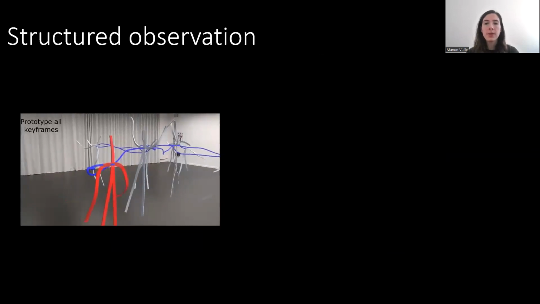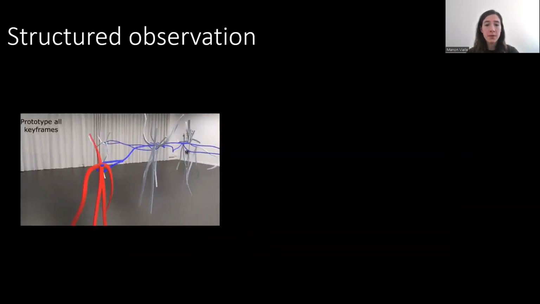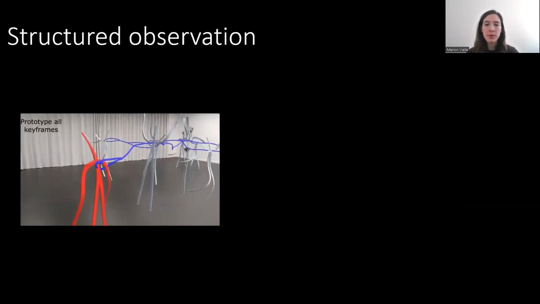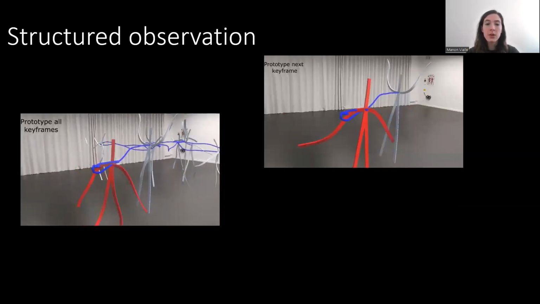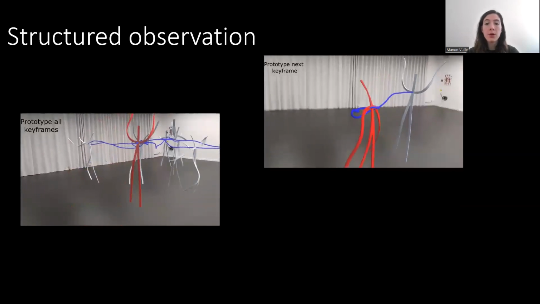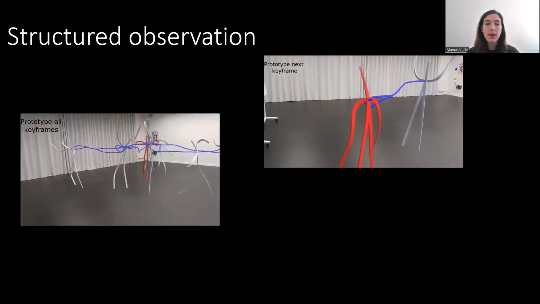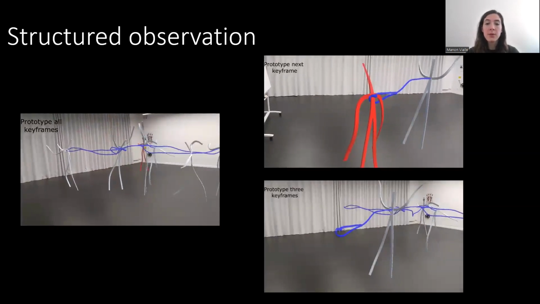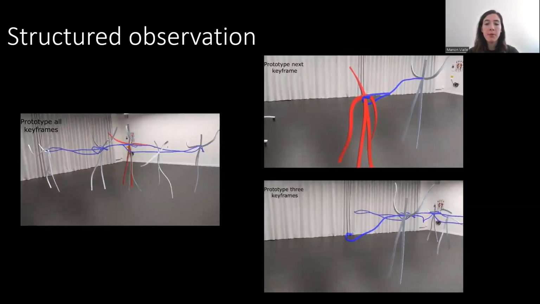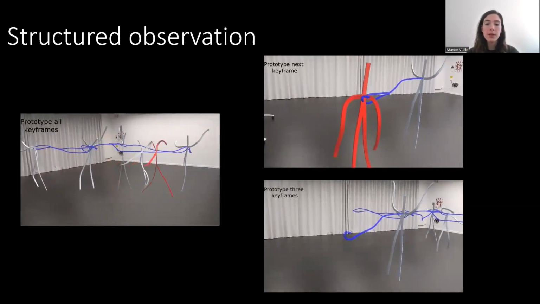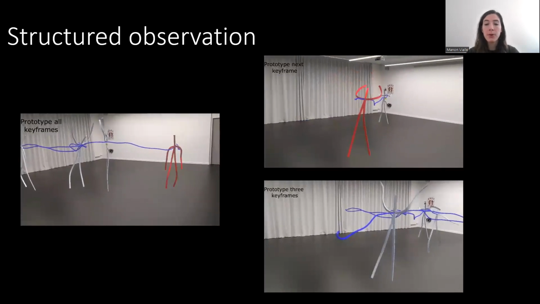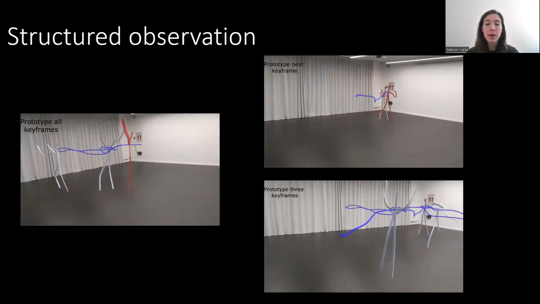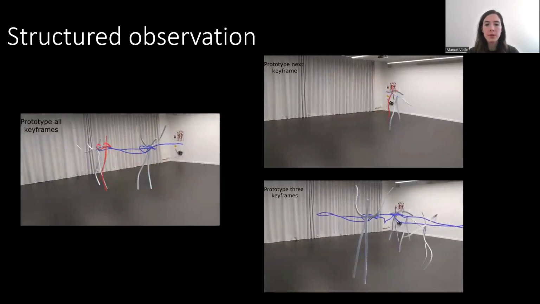To better answer this question, we decided to run a structured observation to try 3 different options. First, seeing all the future moments of impulse, which we call prototype all keyframes. Second, just seeing the next moment of impulse, which we call prototype next keyframe. Lastly, seeing the next 3 moments of impulse, which we call prototype 3 keyframe. We also wanted to see if removing the red ribbon could help dancers engage physically with the prototype by following the future moments of impulse that represent a feed-forward for the dancers.